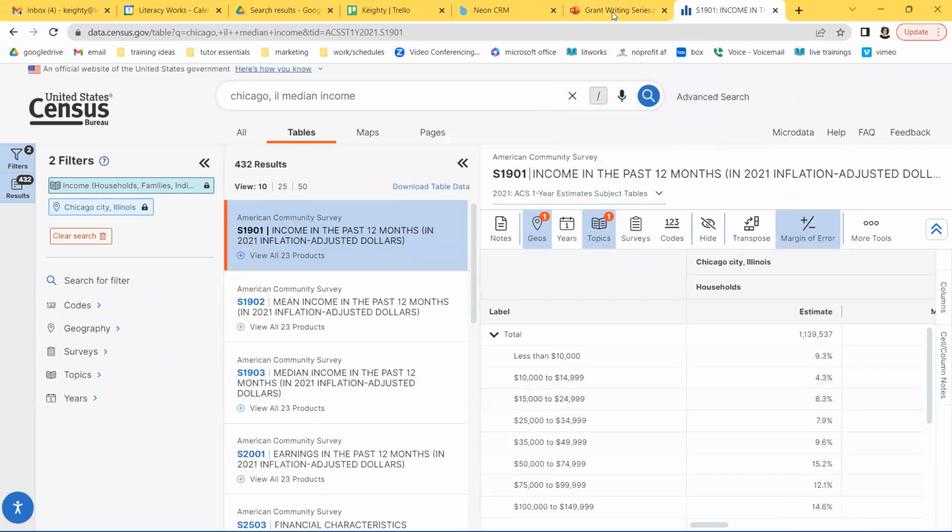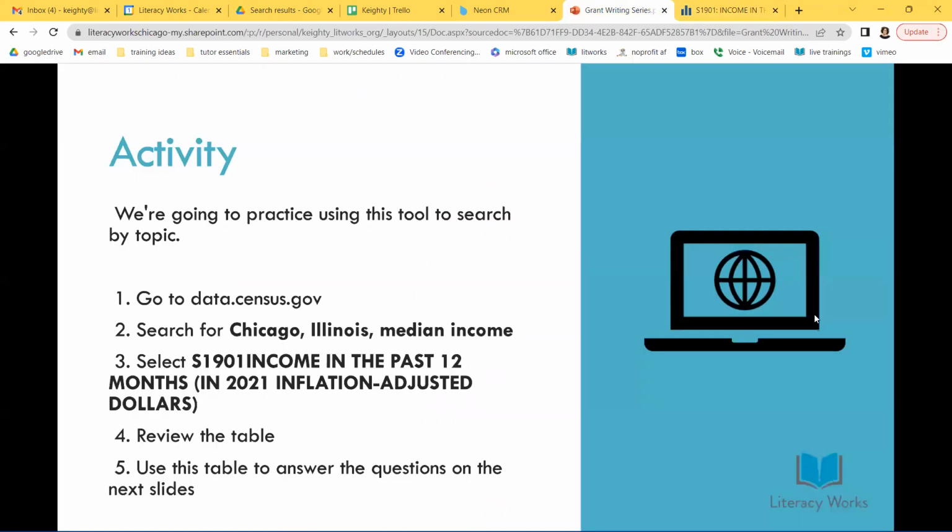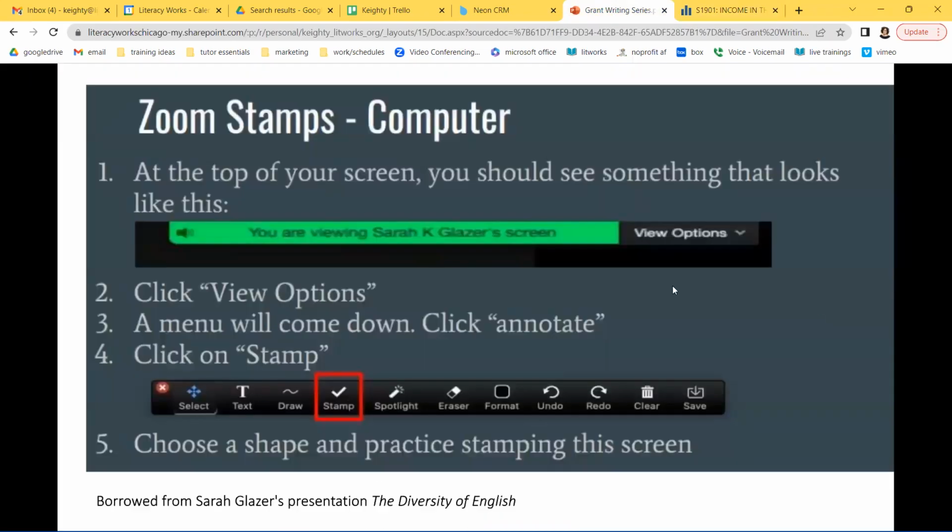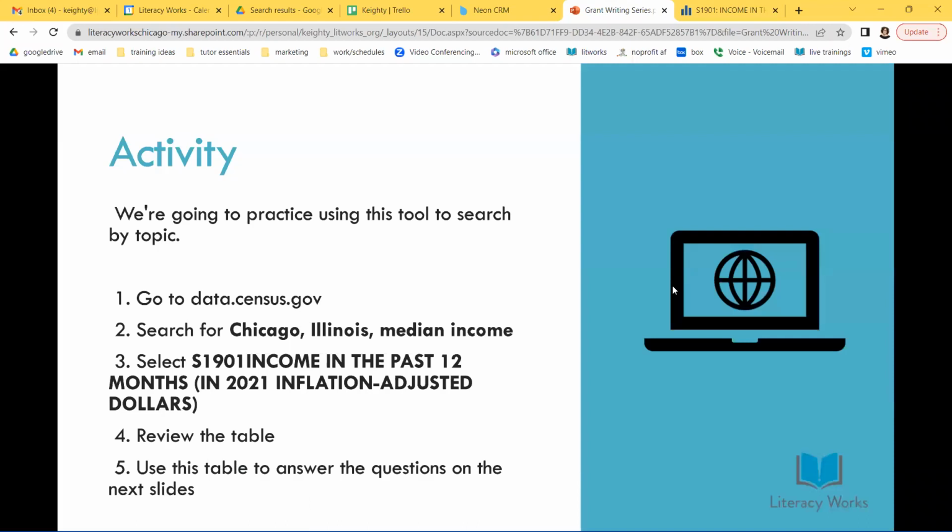I want you to start to look at this graph and use it to answer the questions on the next slide. I'm going to give you a second to get there. Please make yourself known in the chat or with an emoji if you need some help. Otherwise, you're free to go ahead.